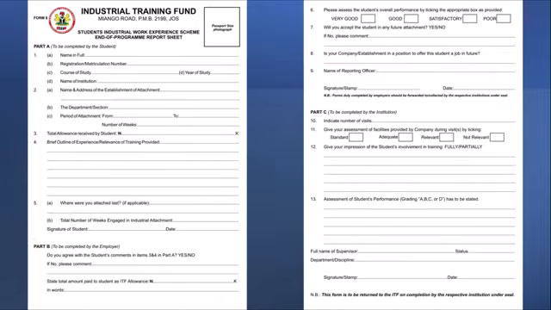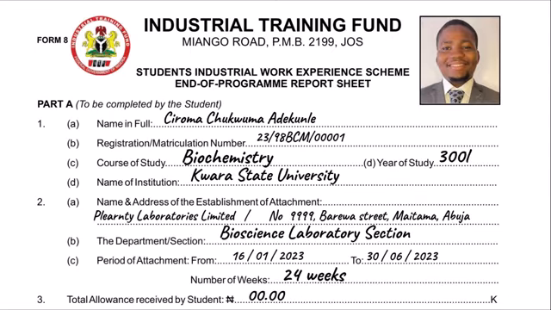Then you have the ITF Form 8. This Form 8 is a 2-page form, and this is how to fill it. This is for one student, so one student per form, not like the SCAF form. There's a place where you put your passport, then you write your full name, matric number, course, and the current level that you have, that is your year of study. You put the name of your institution there. Then name and address of establishment, you put it just the way you see it on the screen.